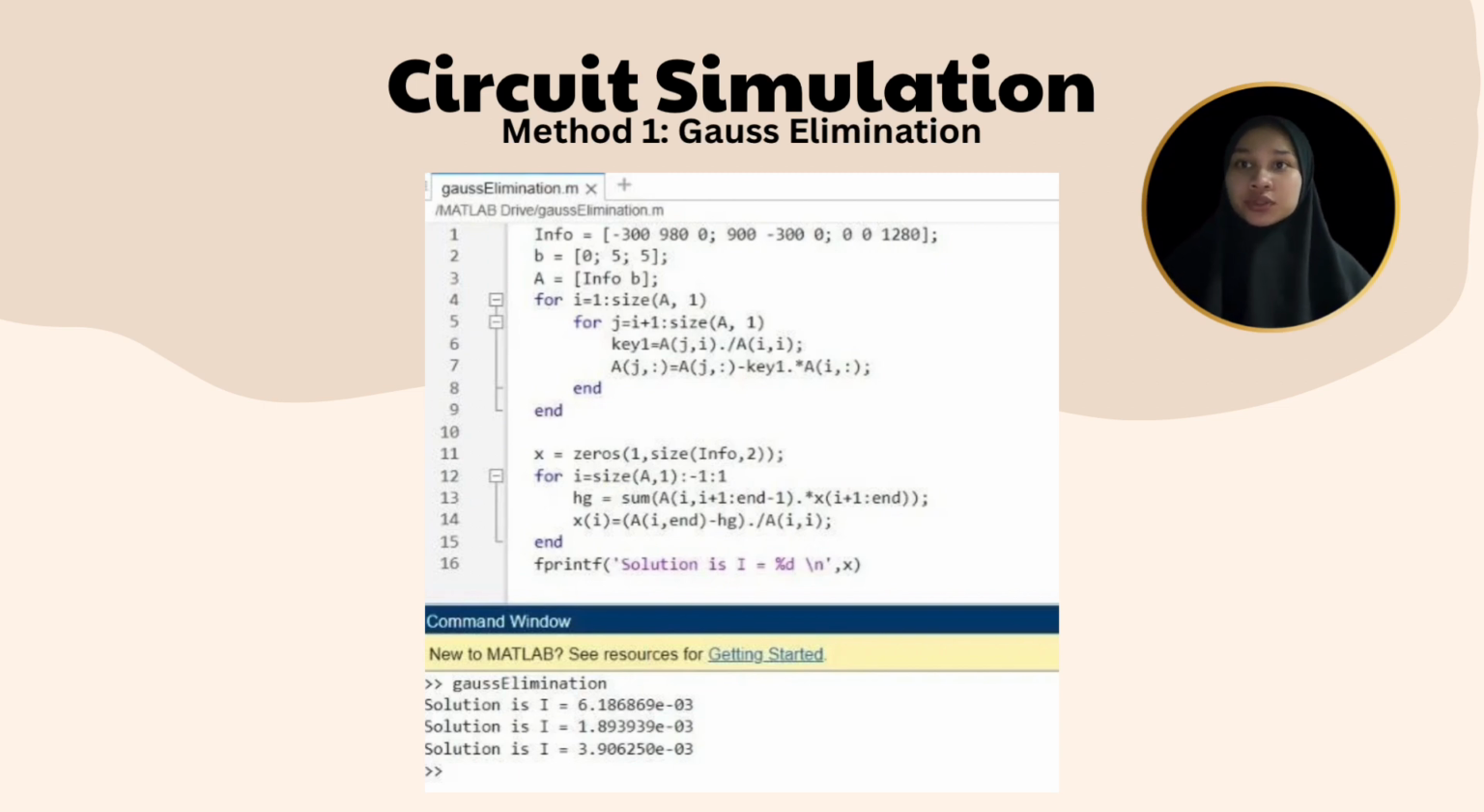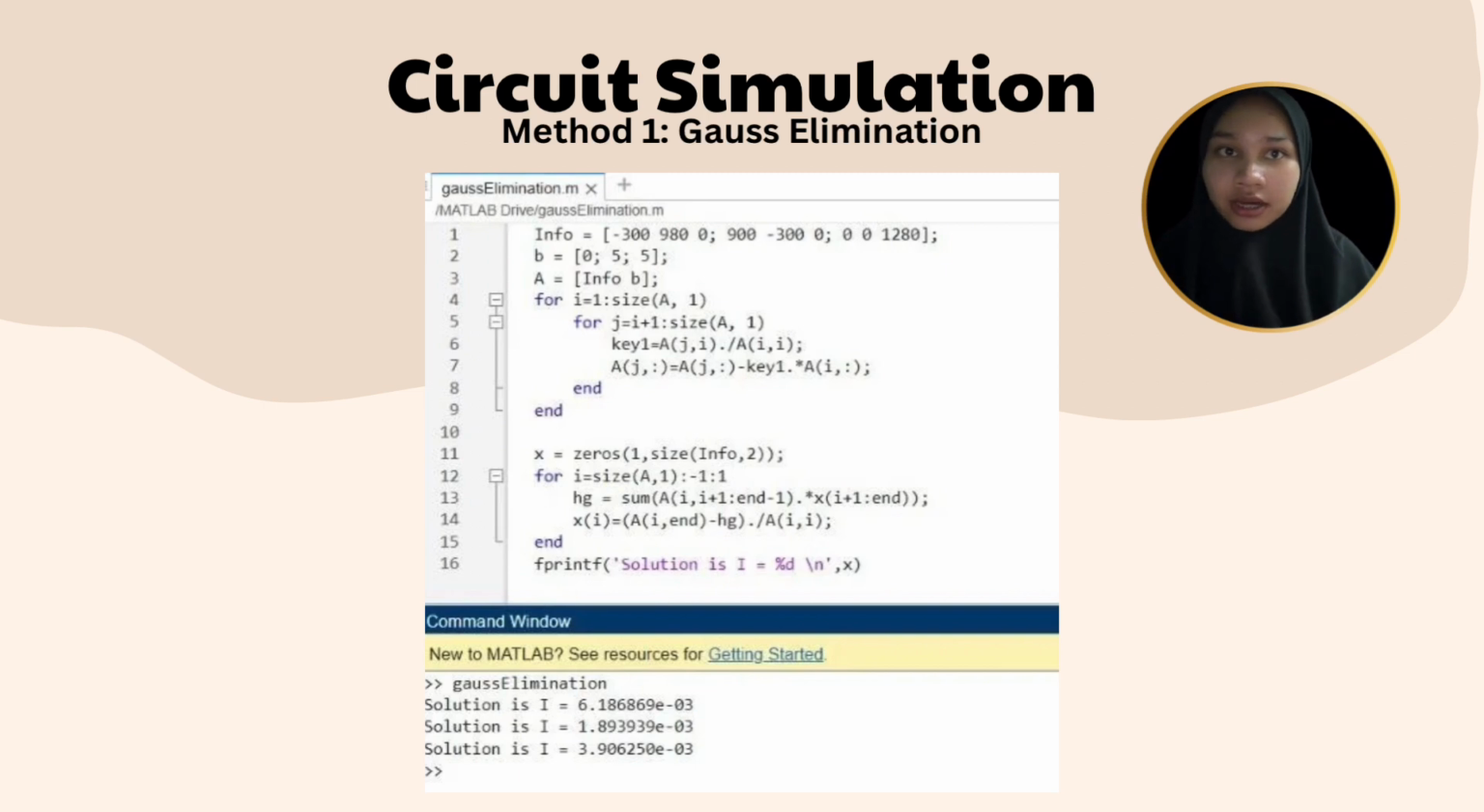So next we go to line 4. This is a nested loop structure that implements the Gaussian elimination. It iterates through each row I from 1 to the number of rows in A. For each row I, it iterates through the subsequent rows J from I plus 1 to the number of rows in A. The key step is to calculate the multiplier needed to eliminate the ITH column entry in row J.